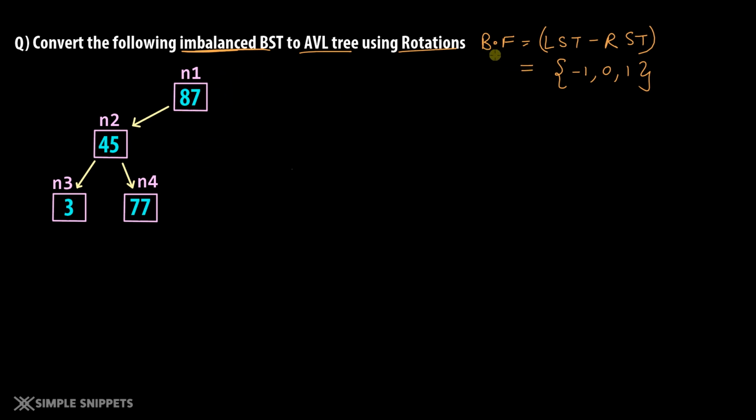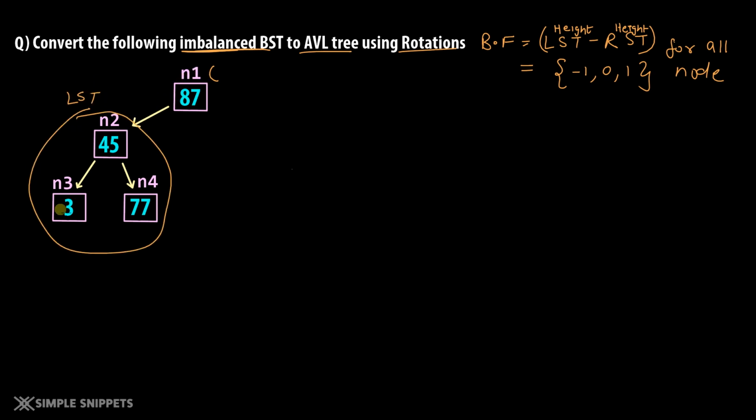So let's calculate the balance factor for every node. Let's start off with calculating the balance factor for n1, which is the root node over here. What do I mean by LST? It means the height of the LST, and not just the LST. Keep that in mind. So the height of the left subtree for n1 is going to be the height of this entire part, correct? And the height of the right subtree is going to be this, which is nothing but a blank side.